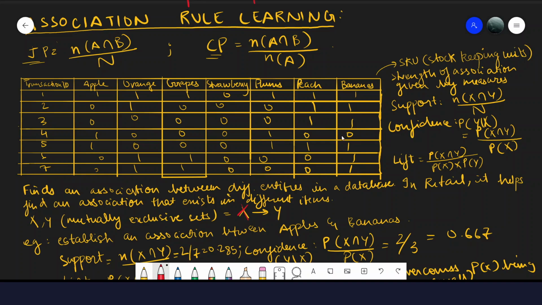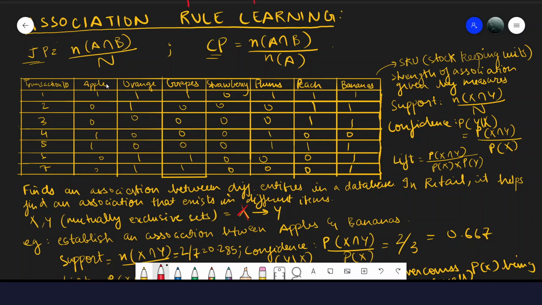So let's look at some measures over here that help us build recommender systems. First, there is something called the SKU, which is the stock keeping unit. The stock keeping units are nothing but all of your items: bananas, peach, plum, strawberry, grapes, orange, apple. These are all your stock keeping units. And these are the transaction IDs. For the sake of simplicity, I've only taken 7 transactions. Let's assume that in our entire store we have only these 7 items, and only 7 people came and bought stuff from us. So what we want is to measure the strength of association between two given items.